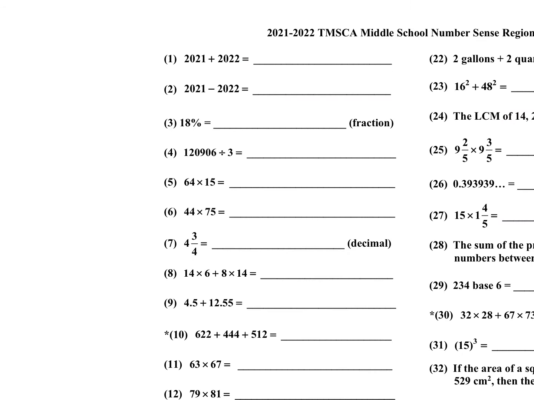Number 1 says 2021 plus 2022. So I would add 21 plus 22, that would be 43. And then I would add 20 plus 20, that's 40. So the answer there is 4,043. Number 2 is 2021 minus 2022. It looks like you're off by 1, so it'd be a negative 1.